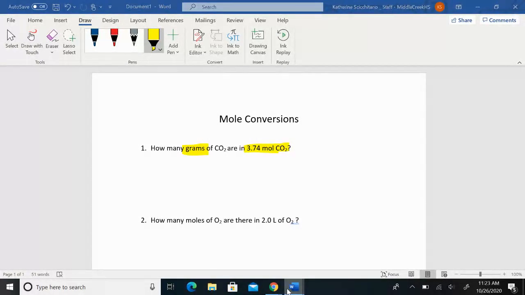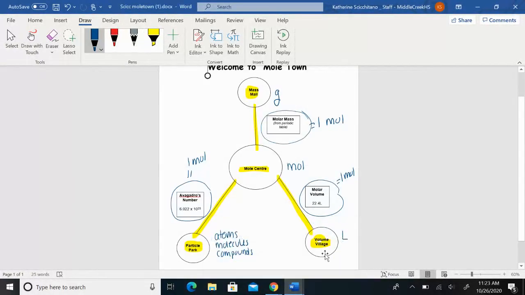So what we do is we go to our mole town, and we look at where we're starting. So for this problem, we were starting in moles, and it asks for grams. So because we're going straight from moles to grams, it's only one step because we're only going to one new circle.